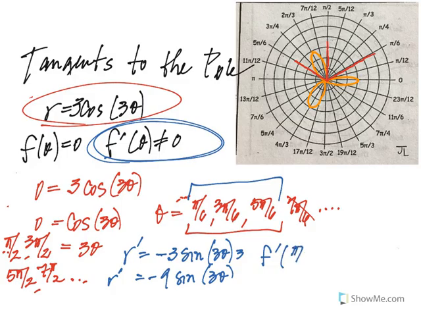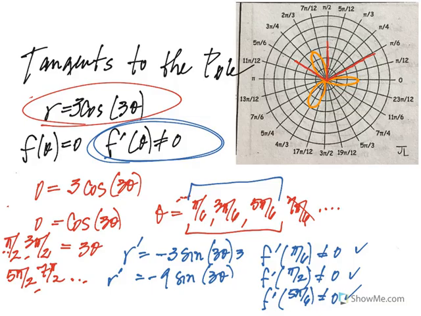So I've got f prime of pi over 6. That's sine of pi over 2, that's positive 1 times negative 9. That is not equal to 0. Check. F prime then of pi over 2. Sine of 3 pi over 2 is negative, so that's positive 9. That is not equal to 0. Also check. F prime then, let's do 5 pi over 6. That's the sine of 5 pi over 2. Let's see here. That's positive, negative, no, not equal to 0.